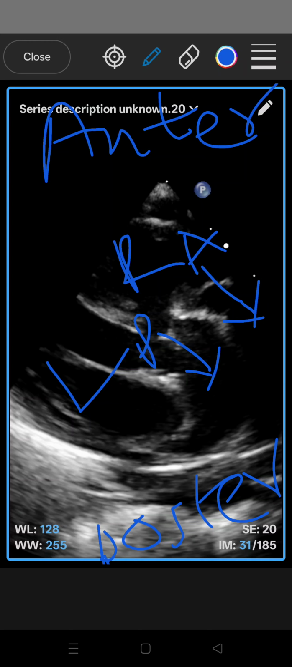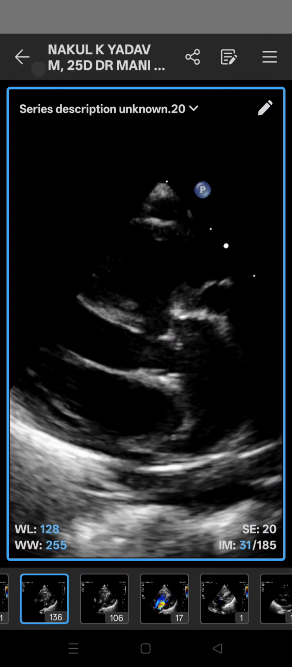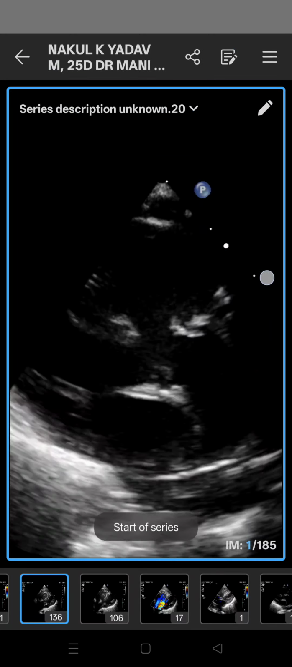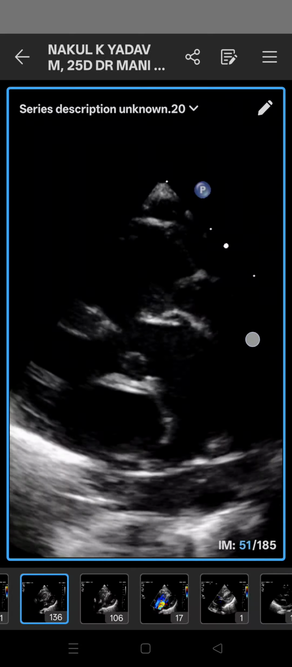At the same time, what you will find? You will find another structure that is also a great artery, and both are parallel. So it indicates transposition of great arteries. Since the right atrium to right ventricle and left atrium to left ventricle is normal concordance, that is why we call it d-transposition of great arteries. In the moving image you can see this.